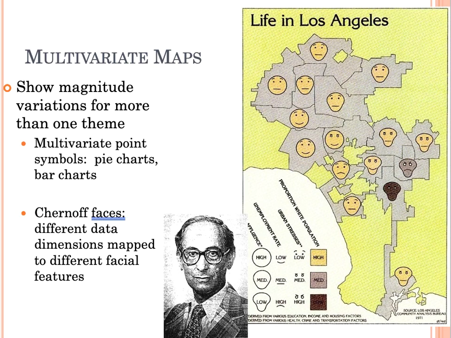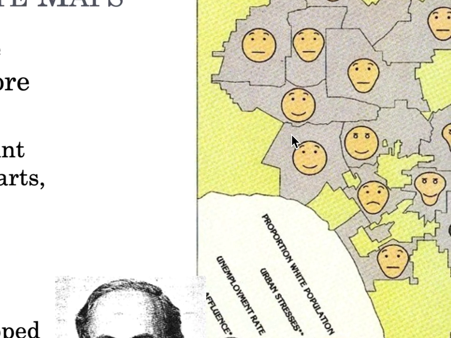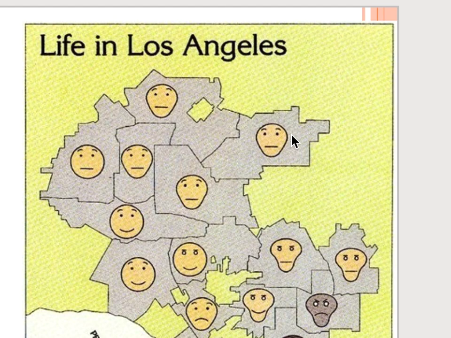So there are multivariate maps. These show magnitude variations for more than one theme. And these multivariate point symbols can be represented as pie charts or bar charts. Also, there are Chernoff faces, and Chernoff faces are different data dimensions mapped to different facial features. So again, this is an example of a Chernoff face map.